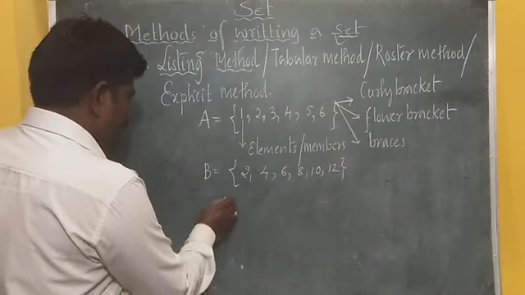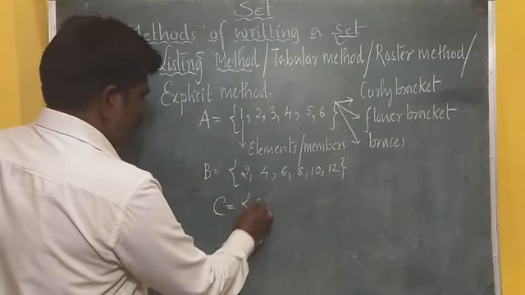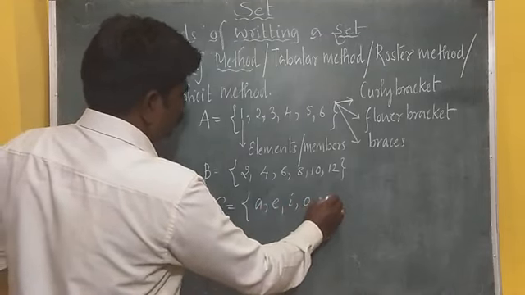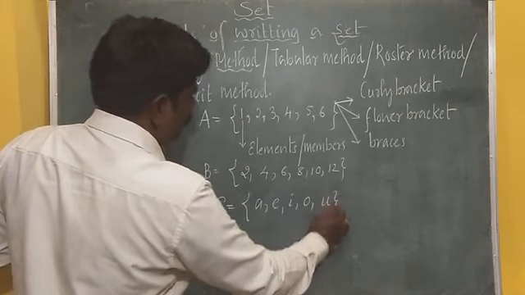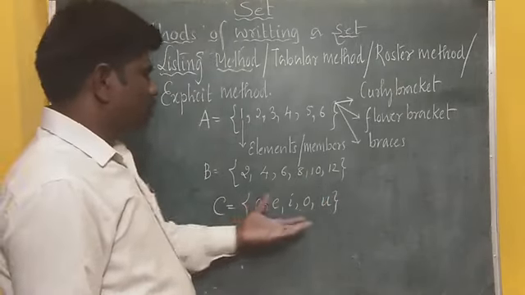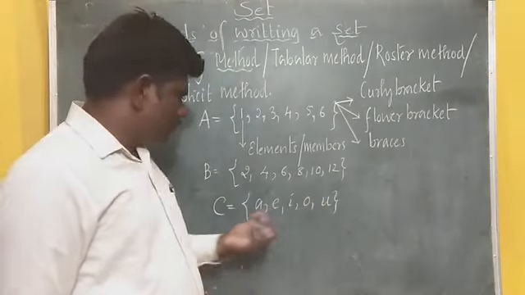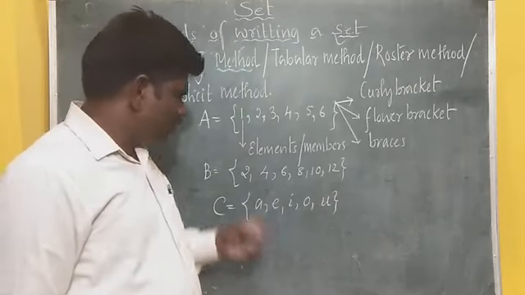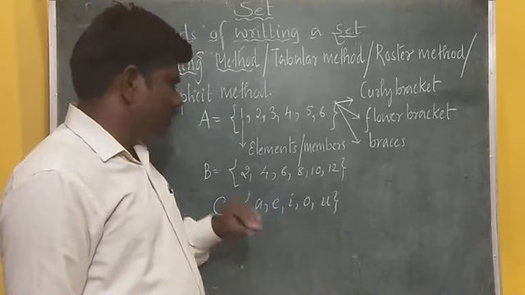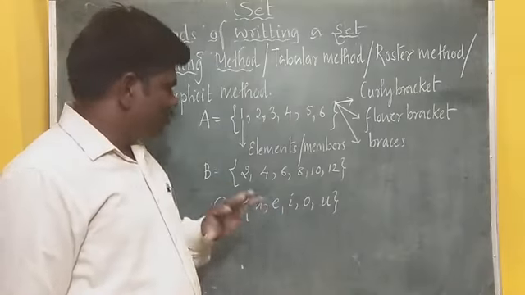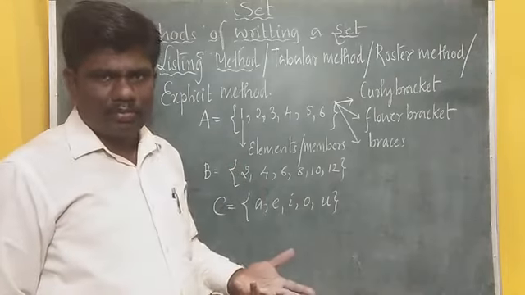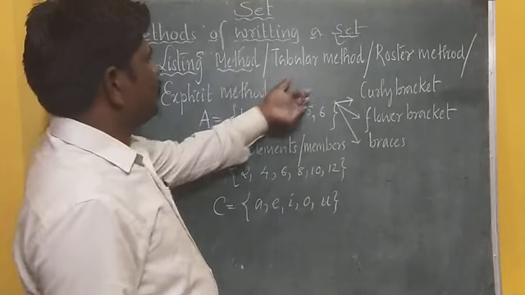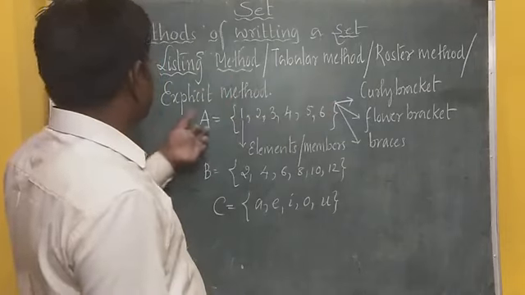Say, for example, if I take another example, A, E, I, O, U. Now these elements are also clearly mentioned. There is nothing hidden, nothing to think about. Just straight away the numbers are mentioned, the alphabets are mentioned. You have to go through them and start solving the problems. Now this is the listing method, or tabular method, or roster method, or explicit method.